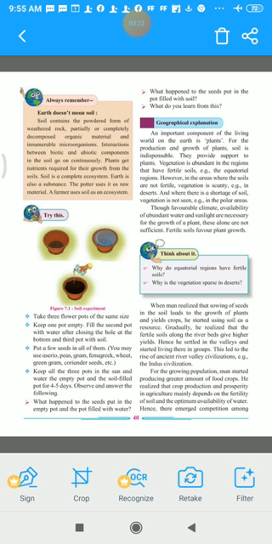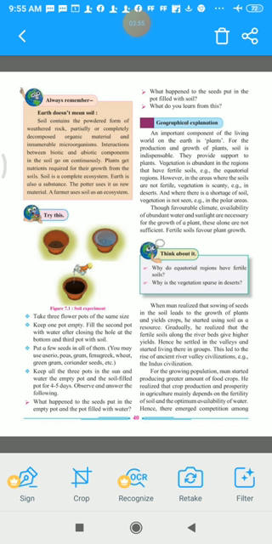Put a few seeds in all of them. You may use jowar, peas, gram, fenugreek, wheat, green gram, coriander seeds. These are all the names of the seeds. You can put a few seeds in all the pots. Keep all the 3 pots in the sun, and water the empty pot and the soil-filled pot for 4 to 5 days. Observe and answer the following.